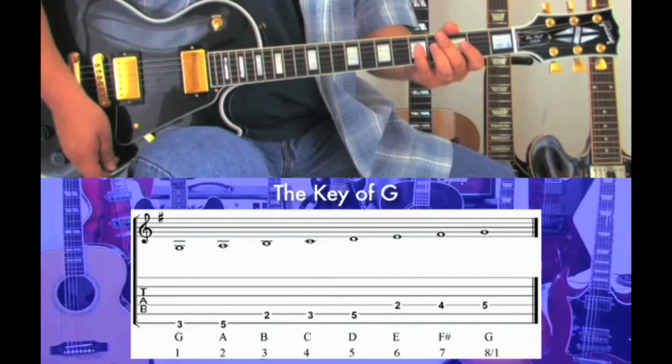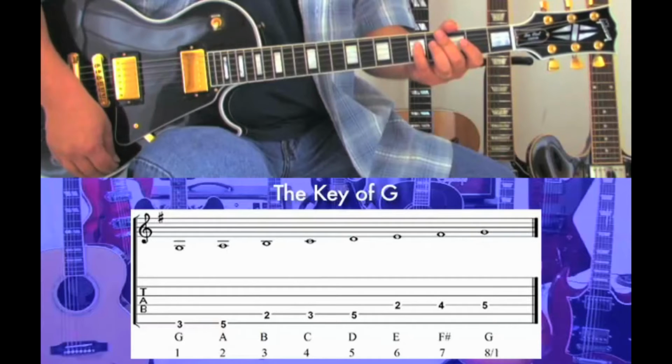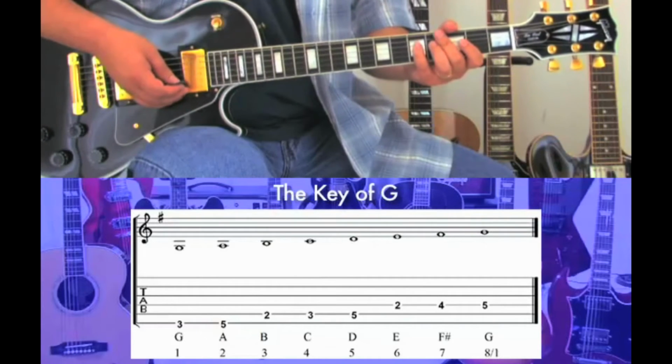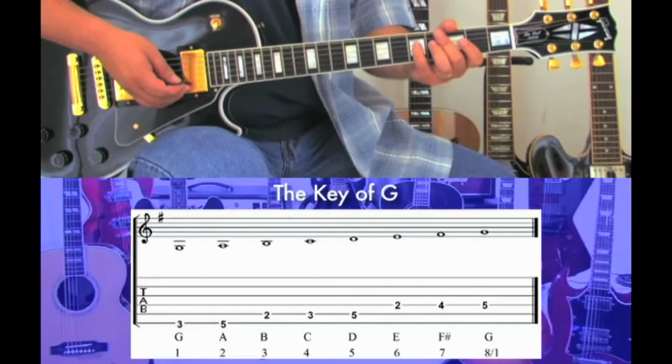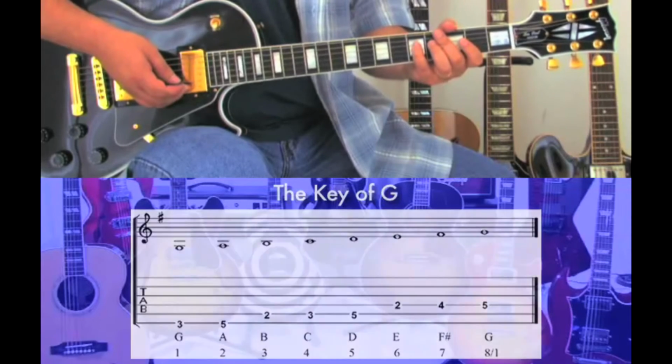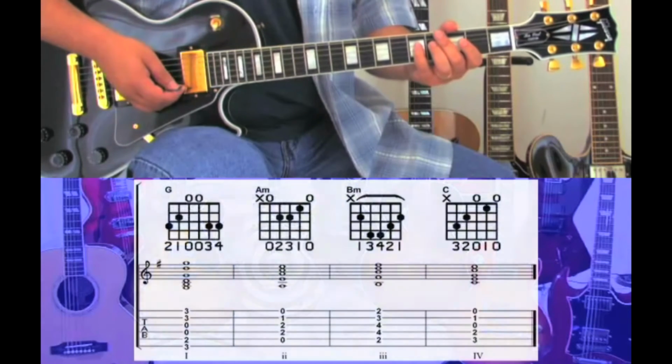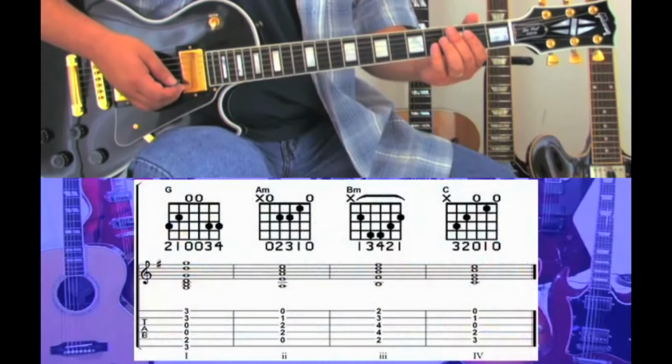Giving each note a numeric value allows us to apply the same universal chord formula to all musical keys. When we build full chords in the key of G using the 1-3-5 note formula, the chord types will be the same as they were in the key of C. The first is always a major chord, so G will be major.